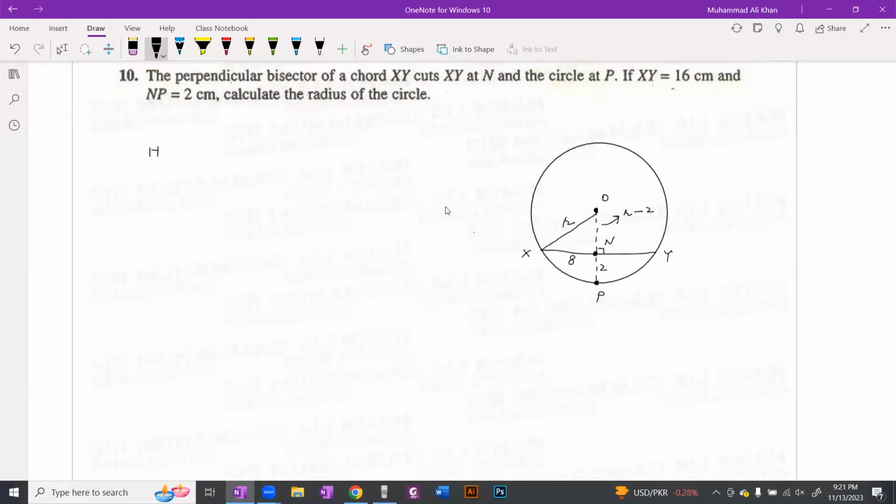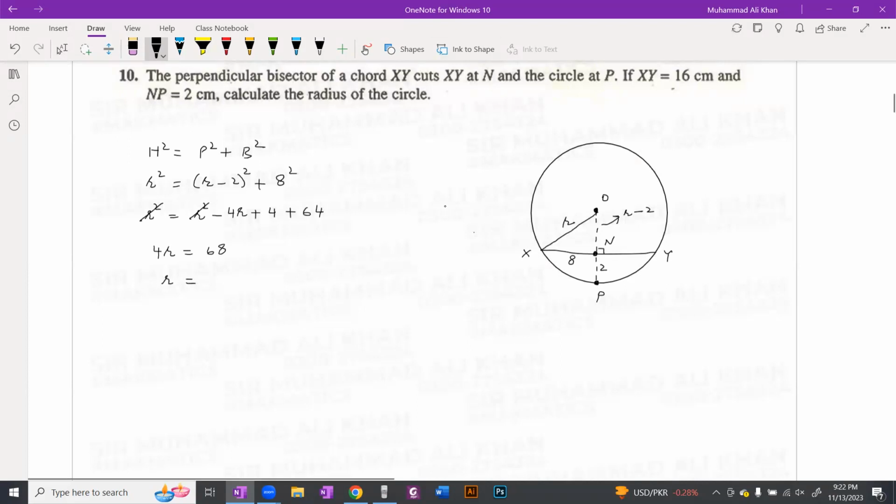Now by using Pythagoras theorem again, hypotenuse square equals perpendicular square plus base square. What is hypotenuse? Radius. What is perpendicular? r minus 2. Sorry, r minus 2 whole square. And what is base? 8 square. Let's solve it. r square equals whole square, then expand: a square minus 2ab plus b square plus 64. r square cancels out. Bring 4r to the left side. 4r equals 68 and now r equals 17. So this is the length of the radius.